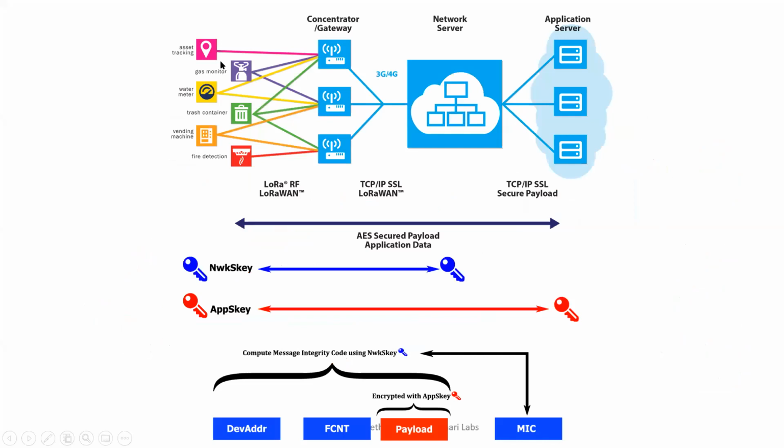You can see another image as well: asset tracking, gas monitoring and all. Here we have three application servers, but it's not that there is one network server each. The network server is one common, and you can have multiple gateways, multiple devices, but one single network server, and you can have multiple applications as well. It is end-to-end encrypted. So here we have three applications, so totally you will have three app session keys and one network session key. Three app session keys for three different devices.